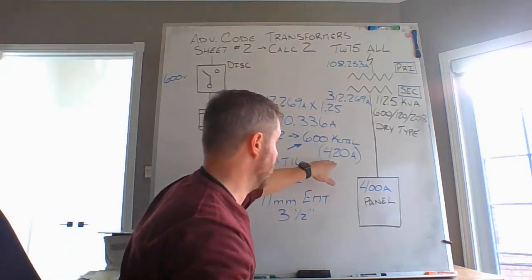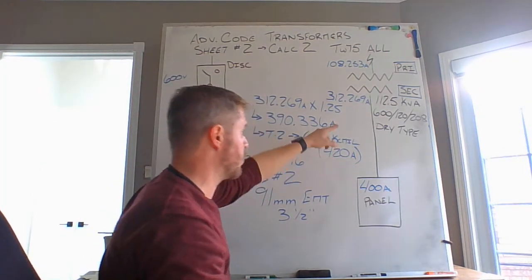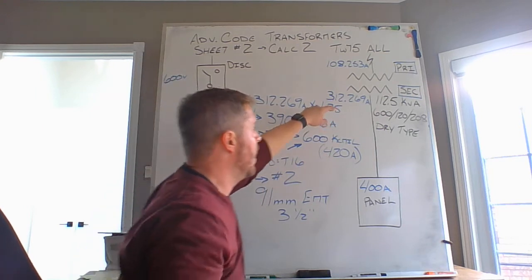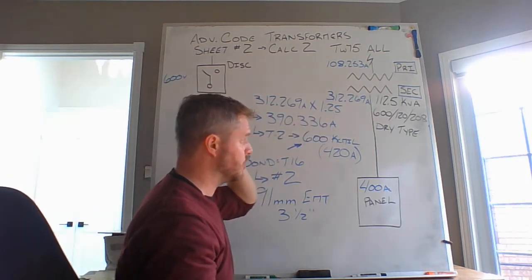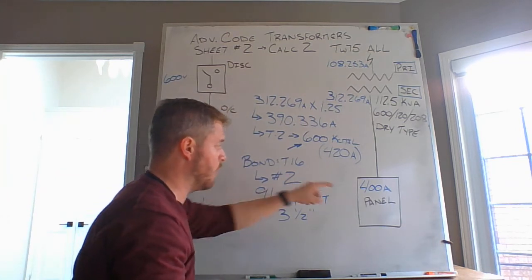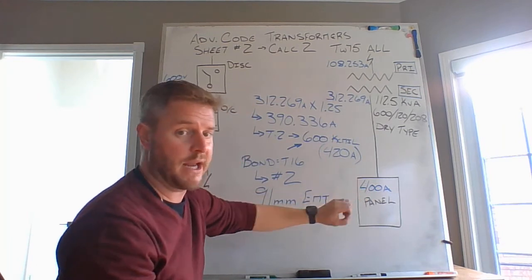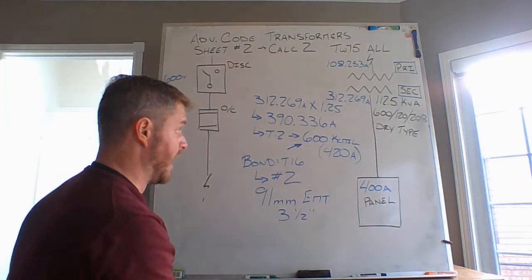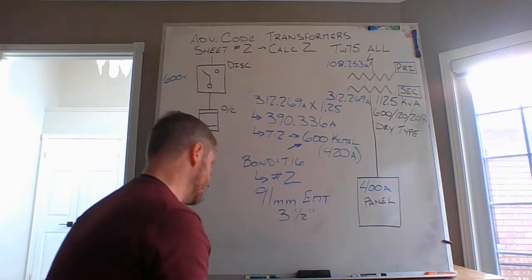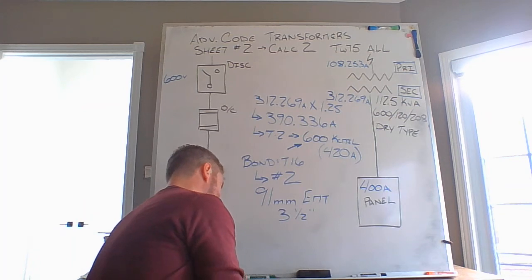At that point in time, your conductors are good for 420 amps at 600 kcmil, 3-phase, 120/208 on this dry type transformer. That's where we're generating that 1.25 from. Okay, that would be a 400 amp panel to suffice the load for whatever you're connecting, non-continuous at 390.336 amps. Okay, that's your calculation for a transformer.